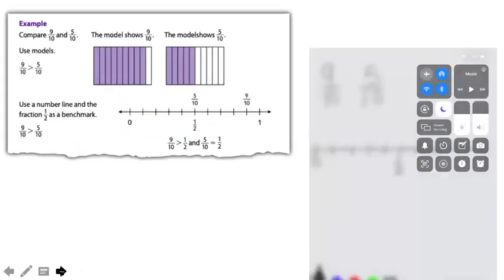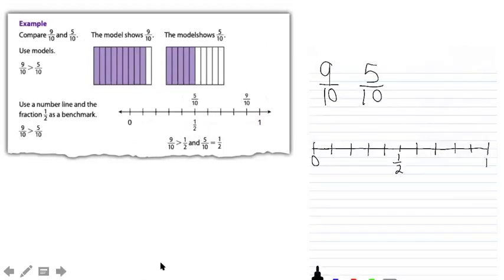Now we're going to look at the example of comparing fractions. In this next example, we're comparing fractions and putting them on number lines. The example shows 9/10 compared to 5/10. It shows you a model so you can visually see that 9/10 is greater than 5/10.